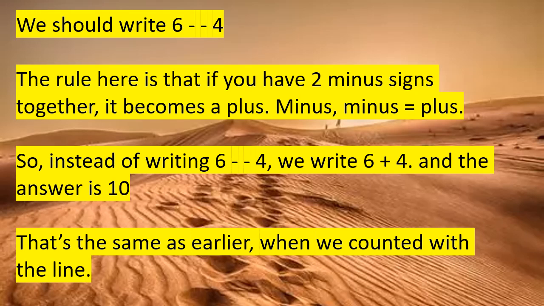We should write 6 minus minus 4. And the rule here is that if you have two minus signs together, it becomes a plus. So minus minus equals plus. So instead of writing 6 minus minus 4, we write 6 plus 4. And the answer is 10. And that's the same as earlier when we used the line to count.